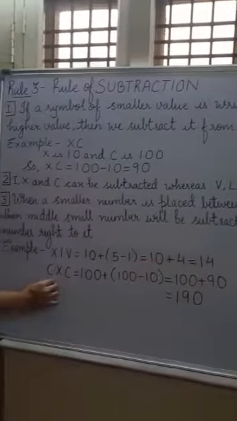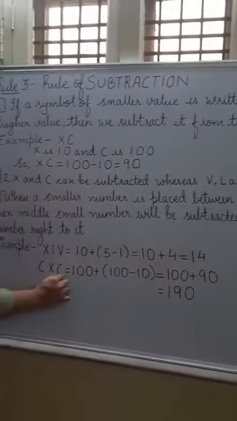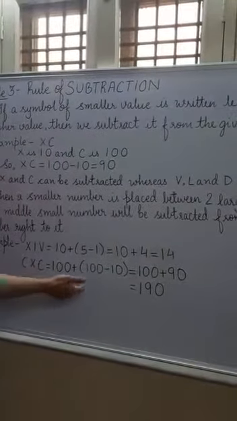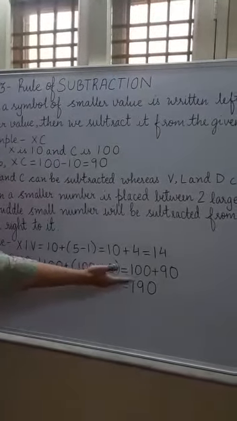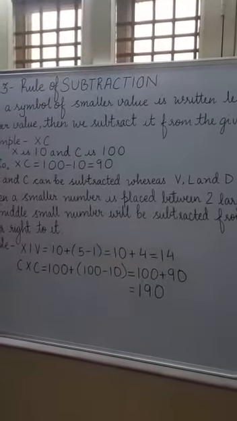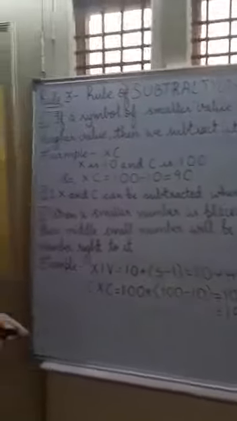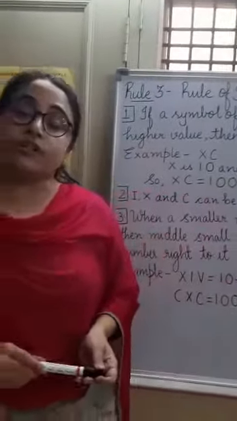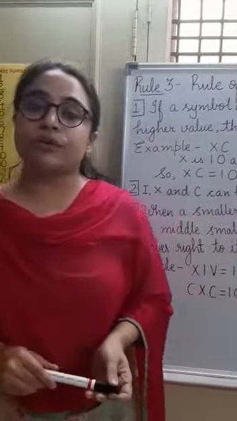Next example, CXC. C has the value of 100, X has the value of 10. So 10 will be subtracted from the next 100. So the answer will be 100 plus 90, which equals 190.